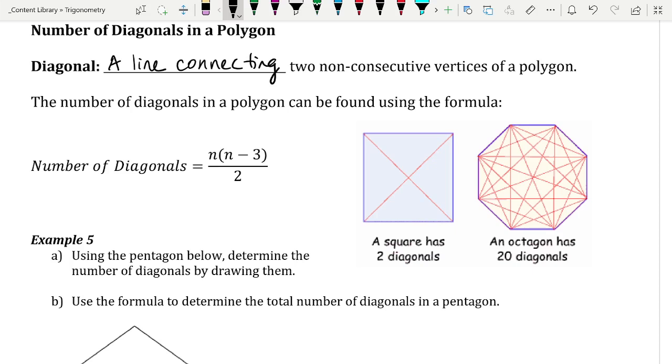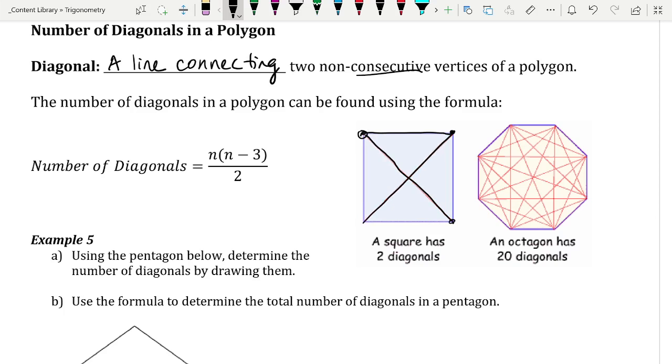So look at the picture of the square. Obviously, this vertex is consecutive to that vertex. That means in a row. So they already have a line connecting them. That's the actual line of the square. But notice this vertex and this vertex are not next to each other. So the line that connects them is called a diagonal. And a square, like every quadrilateral, has two diagonals.